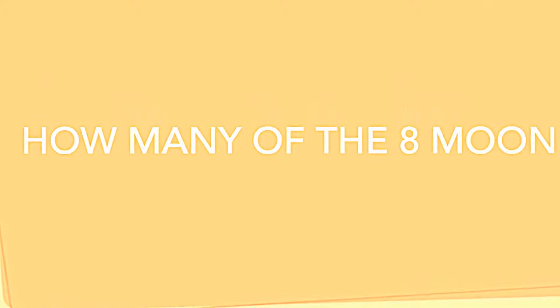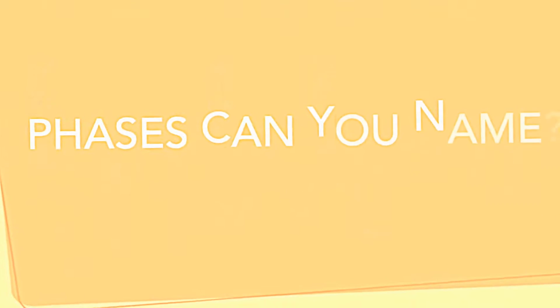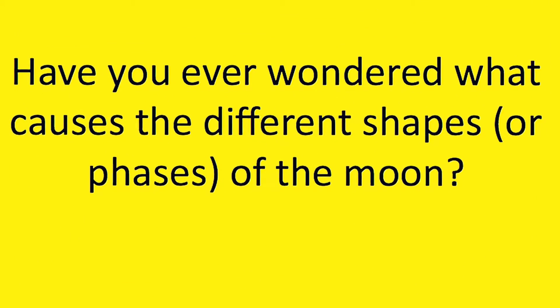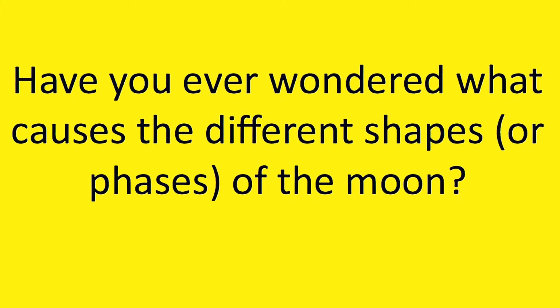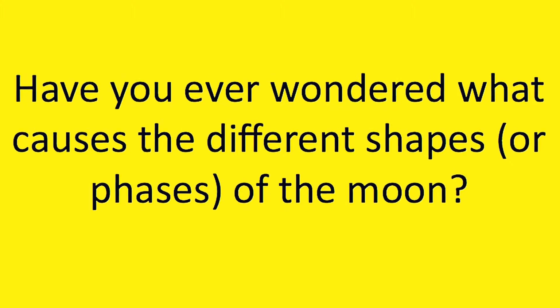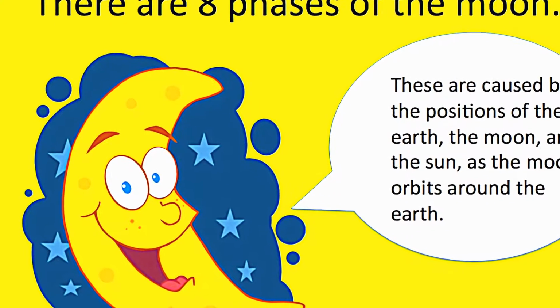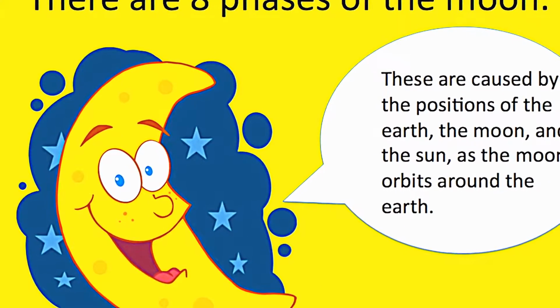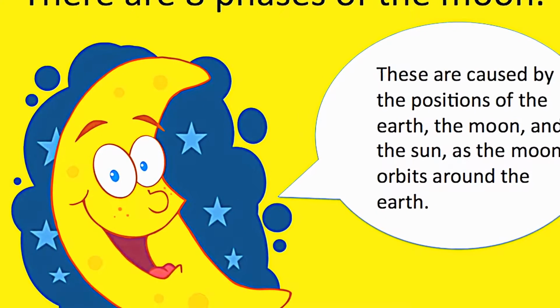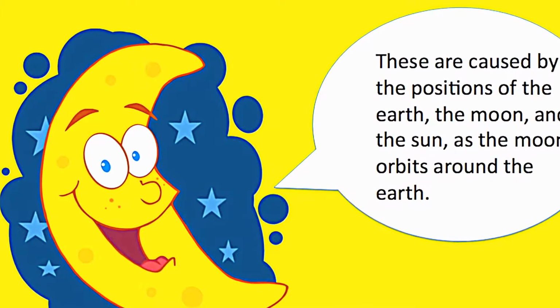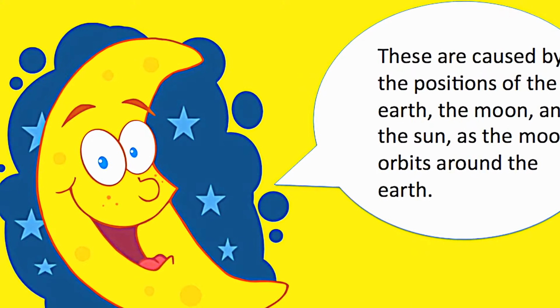How many of the 8 moon phases can you name? Have you ever wondered what causes the different shapes or phases of the moon? There are 8 phases of the moon. These are caused by the positions of the Earth, the Moon, and the Sun as the Moon orbits around the Earth. The phases that we see from Earth are caused by the angle of the Moon lighted by the Sun.